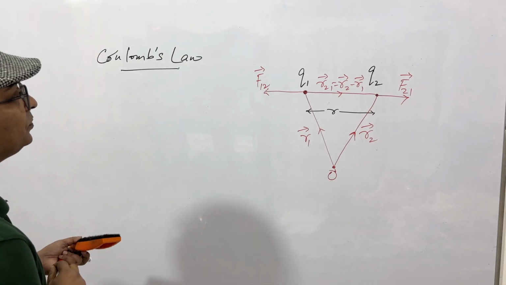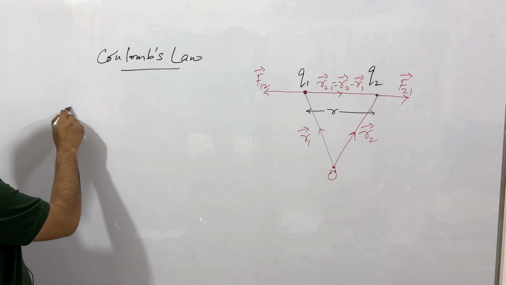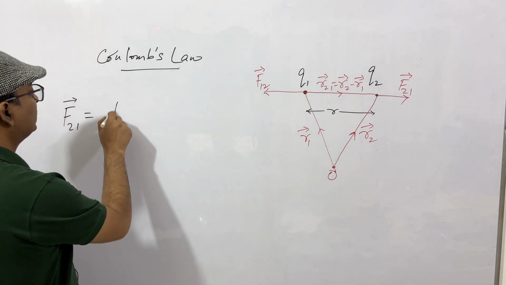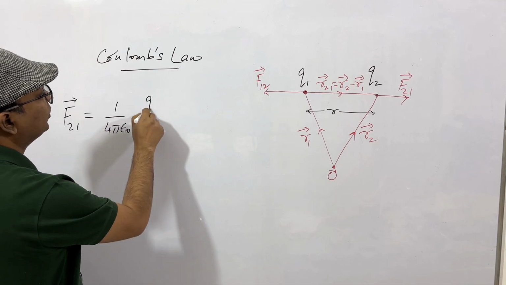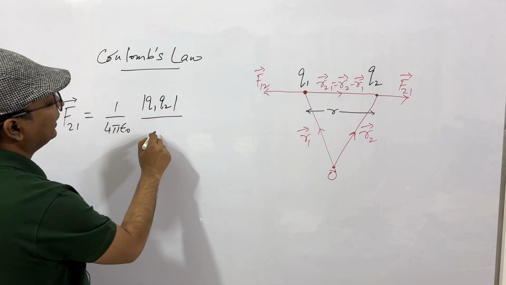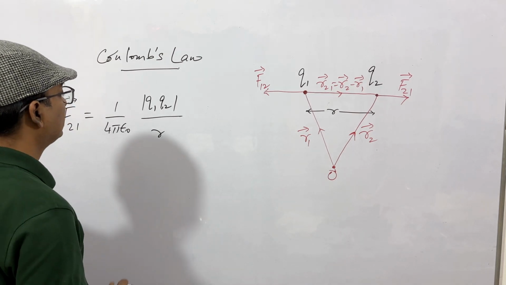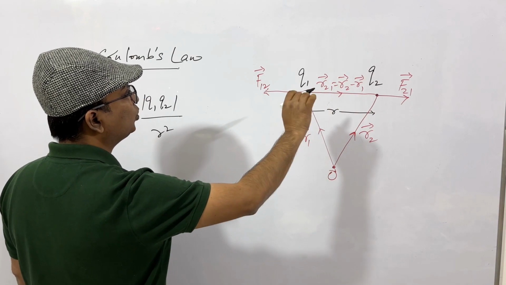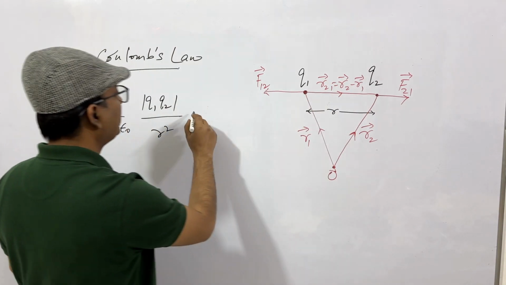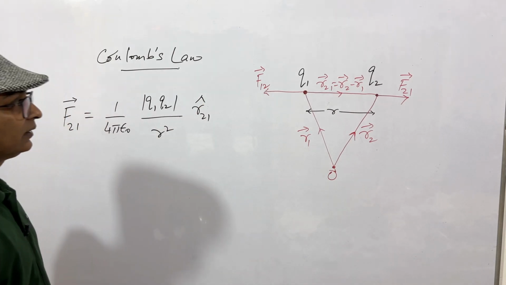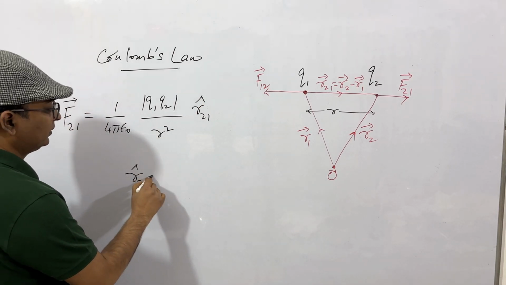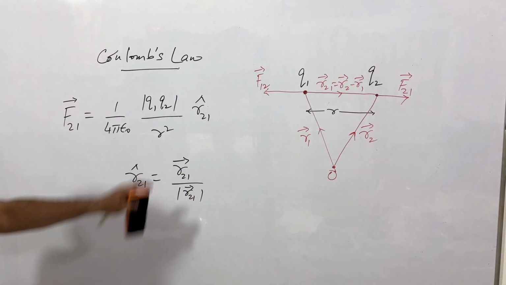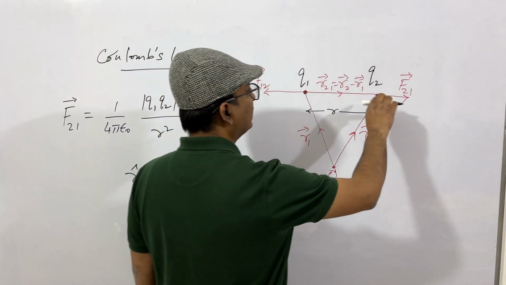Let's see what the value is. Force on 2 due to 1 will be given as 1 by 4 pi epsilon 0 Q1 Q2 mod by R. Let's say both R1 and R2 are R, so this is R square, and the direction here will be this one, R21, that is from this to this. So we'll talk of the R21 unit vector. What is a unit vector? R21 cap is equal to R21 by mod of R21. So force on 2 due to 1 will be in this direction.